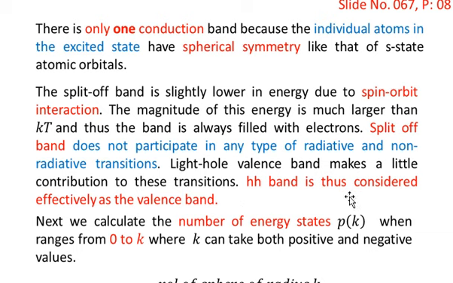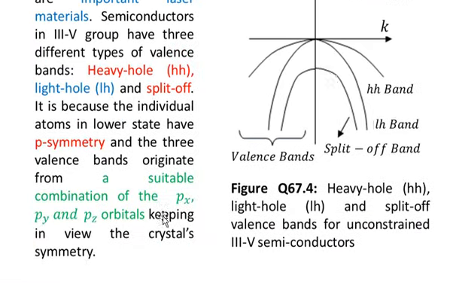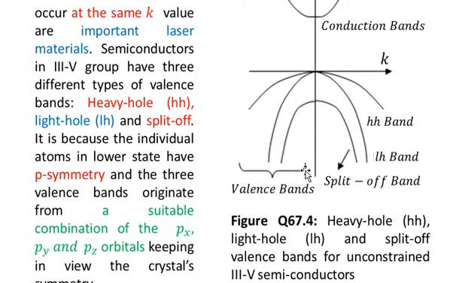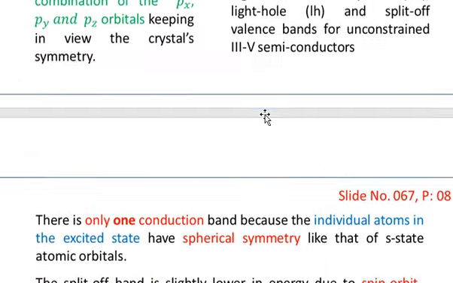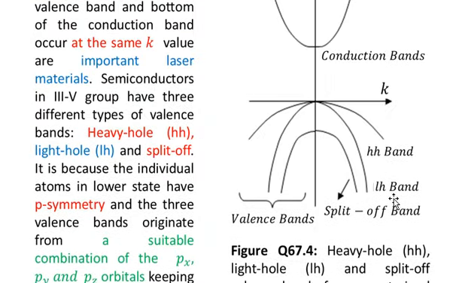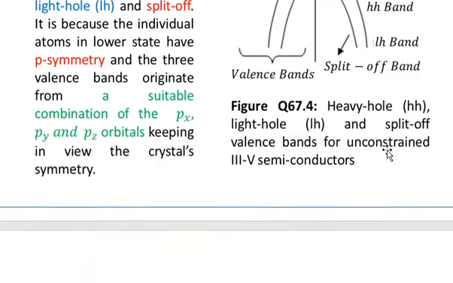HH band is thus considered effectively as the valence band. So you see that out of these three bands we have declared that the HH band is actually the valence band from which the transitions can easily take place. The transitions from the LH band are very small in quantity and can be ignored, whereas no such transitions are possible from the split-off band. So we shall only be considering the HH band.